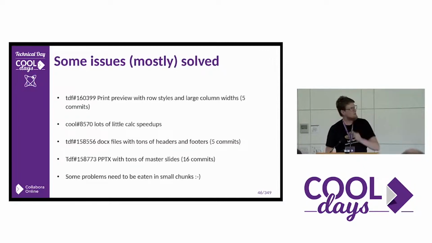So what have I been up to? Recently, I've been chasing print preview with an interesting combination of row styles and the recent large column widths feature that we have, where if you have a single row style in Calc, then the preview was taking on the order of 30 to 60 seconds to display, whereas previously it used to be under 2 seconds. So I chewed that down and managed to get it down to under about 5 seconds. So that's where we are.